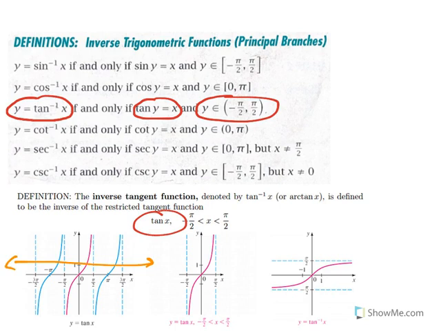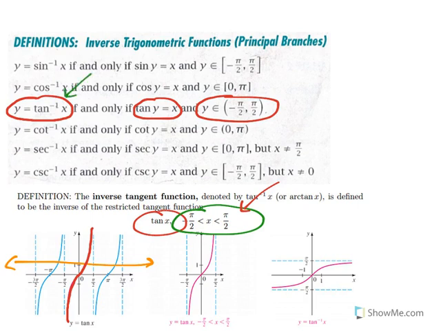But if you restrict the domain of the tangent function so that we're only considering the interval from negative pi over 2 to positive pi over 2, not including the endpoints, on that restricted domain, the tangent function attains all of its output values from negative infinity to positive infinity, and on the restricted domain, the tangent function is one-to-one, so we can define the inverse tangent function.